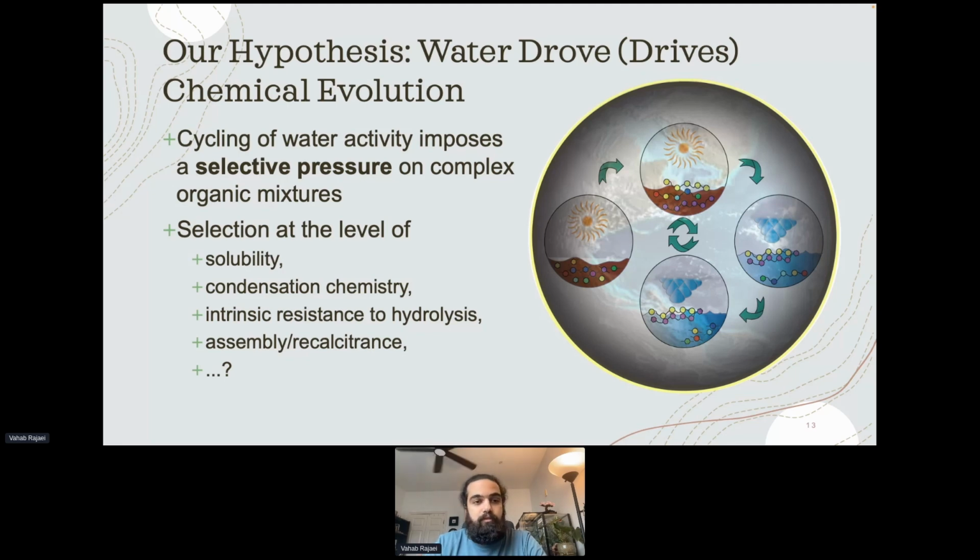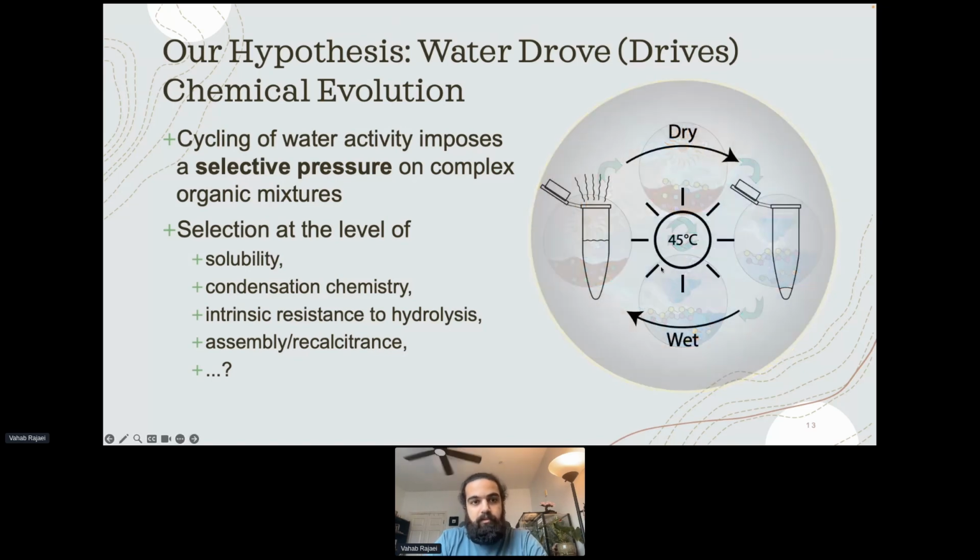And then we get to selection of which molecules can assemble, like the cellulose that we saw surviving for 250 million years, as opposed to another molecule, which we probably won't see because it degraded into monomers. So this selection occurs at a few different scales, and we can experimentally do this by wet-dry cycling a chemical mixture and seeing what happens.